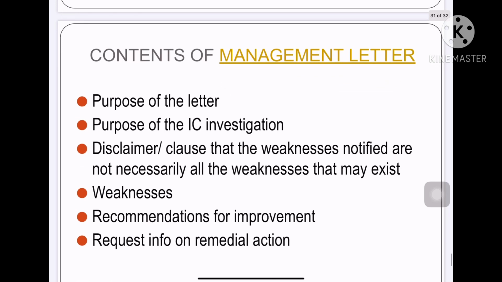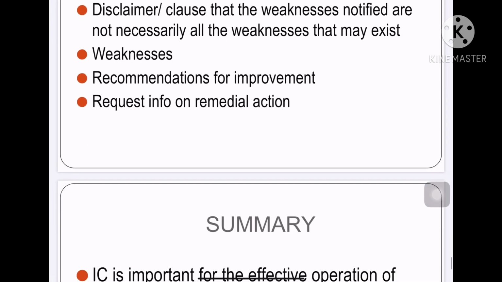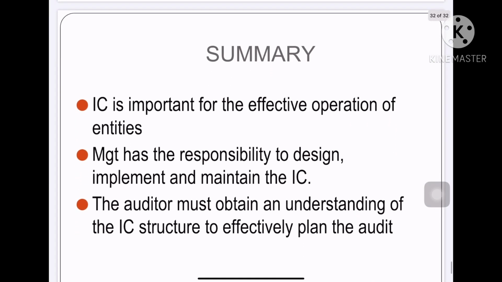Alright, the content of the management letter. It should state the purpose of the letter, the purpose of the internal control investigation, and a disclaimer or clause that the weaknesses notified are not necessarily all the weaknesses that may exist. They also have to state the weaknesses, recommendations for improvement, and then request information on remedial action. And the last one is a summary.